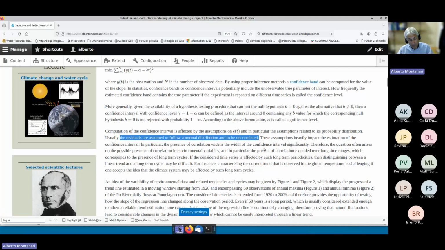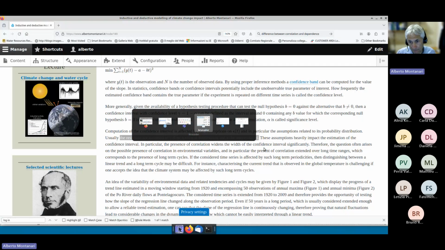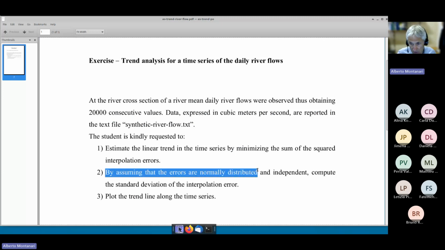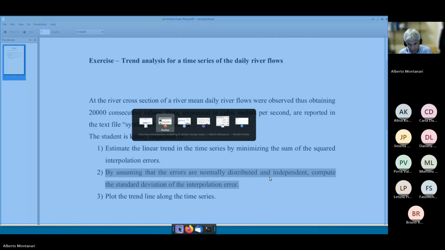Okay, this is why in the text of the exercise, we found this. Let me open the text. By assuming that the errors are normally distributed and independent, independent is a synonym of uncorrelated, compute the standard deviation of the interpolation error. This is what we just did, with the function ls.diag and the operations that I did in R. Okay.